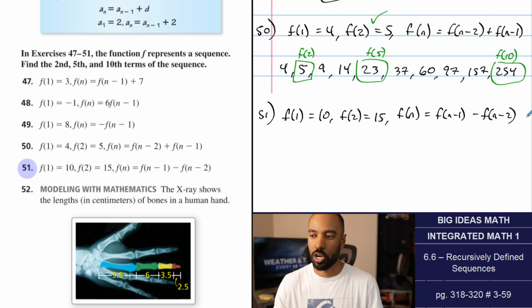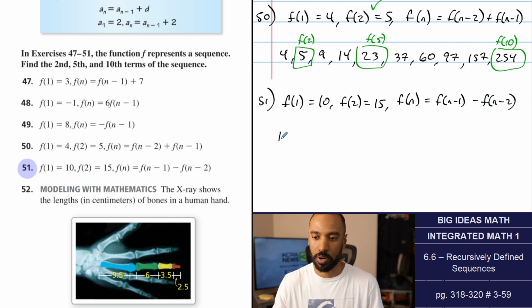So we do have the second term, but we're going to write it out as that list. I think that works out best. So 10 and 15. The third term is actually 15 minus 10. So that gives us 5. Fourth term is 5 minus 15. Fifth term is -10 minus 5.